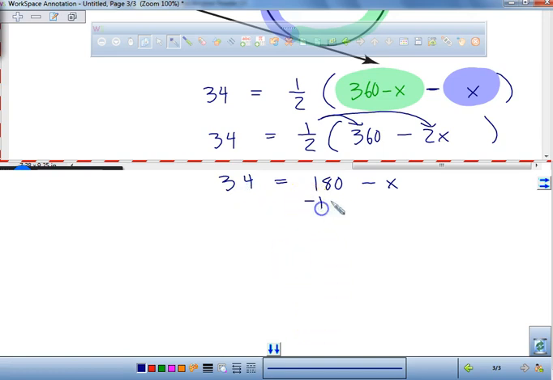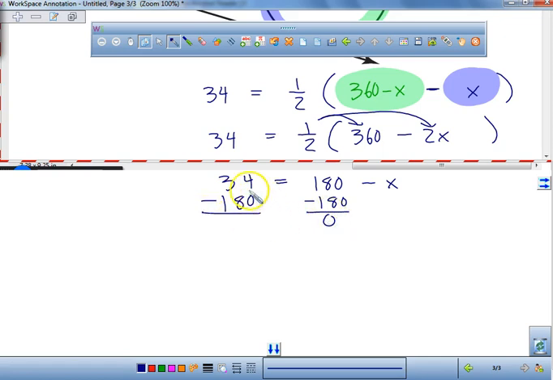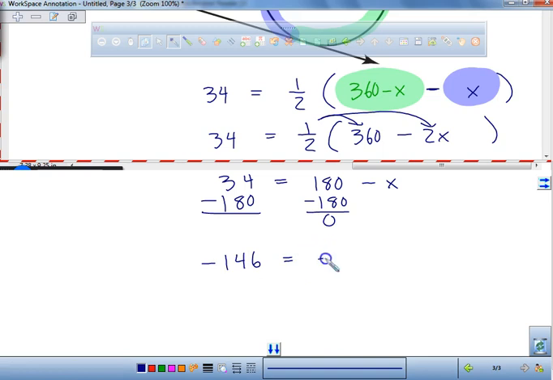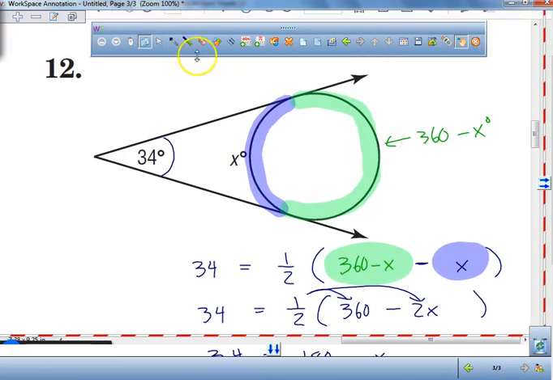What's our final step? What is 34 minus 180? But negative 146 is equal to a negative x. When you have a negative on both sides of the equal sign, you just cancel those out. So what is our answer for x? 146 degrees.